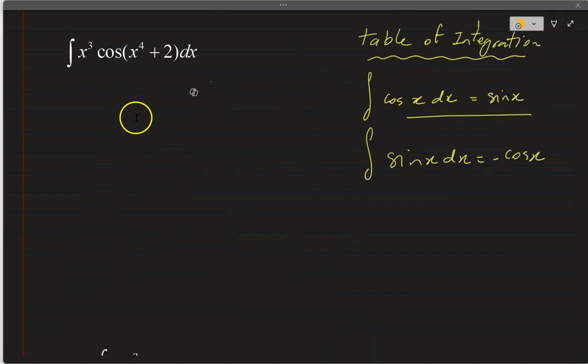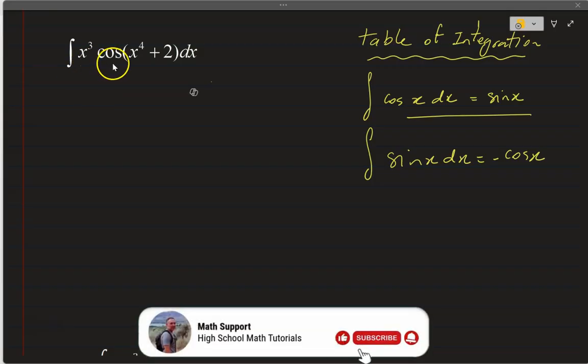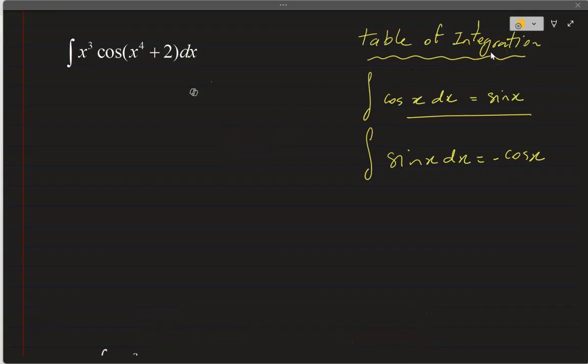Okay, let's look at this question. We're going to do the integration of x cubed times cos of (x to the fourth plus 2) dx. There is a table of integration that you will be given, and I just wrote down two of the basic ones. There are like 5 or 6 of them, especially for trigonometry, the same as the differentiation that we did, if you remember that. All the derivatives for the trigs have their own formulas. All right, so we're going to use these.